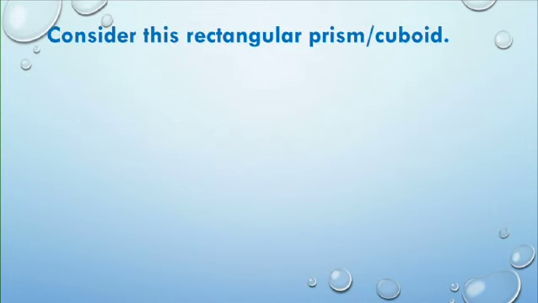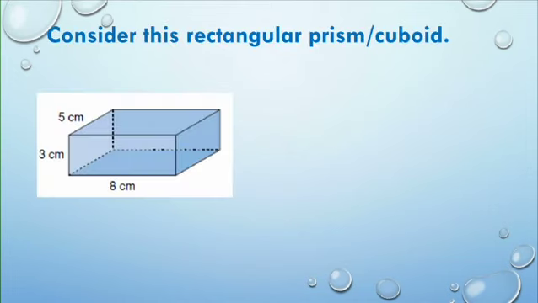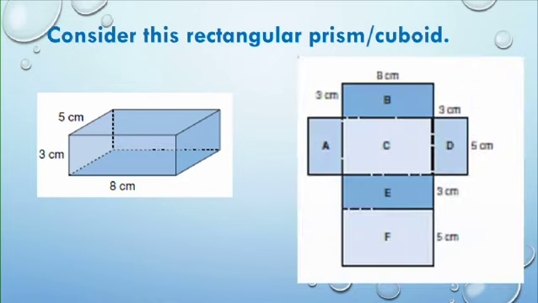Consider this rectangular prism or cuboid. If I open this cuboid, I'm going to have a net. You can see the picture of the net. Now, let us consider this object. This is the cuboid which we had considered before.